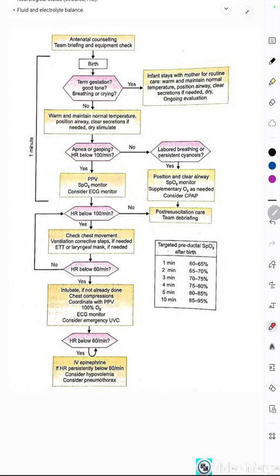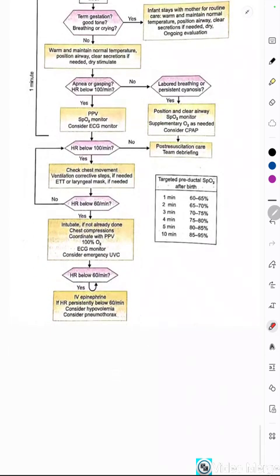Next, if the heart rate is less than 100, give positive pressure ventilation, first by the non-invasive method, then the MR SOPAR criteria for repositioning of the airway. If not, then go for the invasive method, that is endotracheal intubation or laryngeal mask. If the heart rate still goes below 60 per minute, then go for cardiac compressions in the ratio of 3:1. If still not improving, then consider emergency umbilical venous catheterization, or give adrenaline through the endotracheal tube, and it should be done for at least 20 minutes.